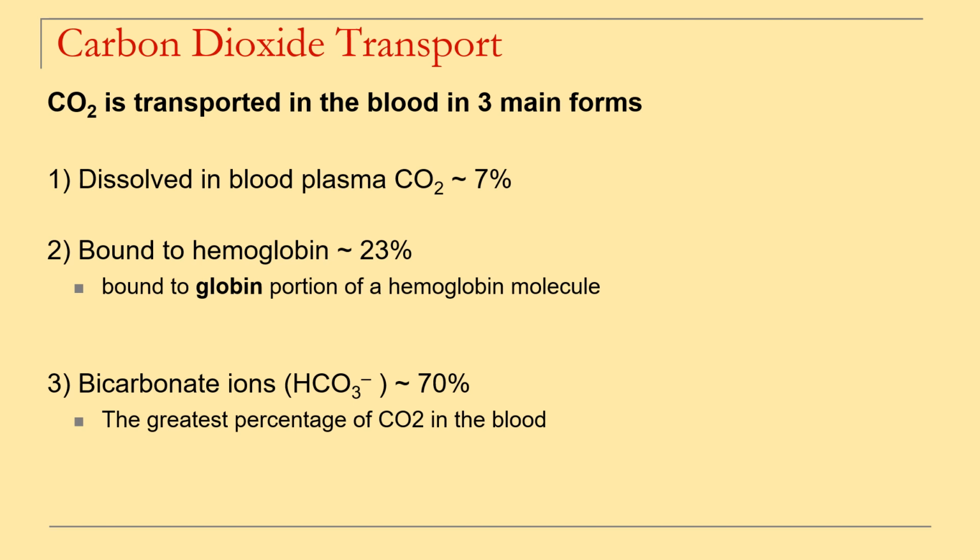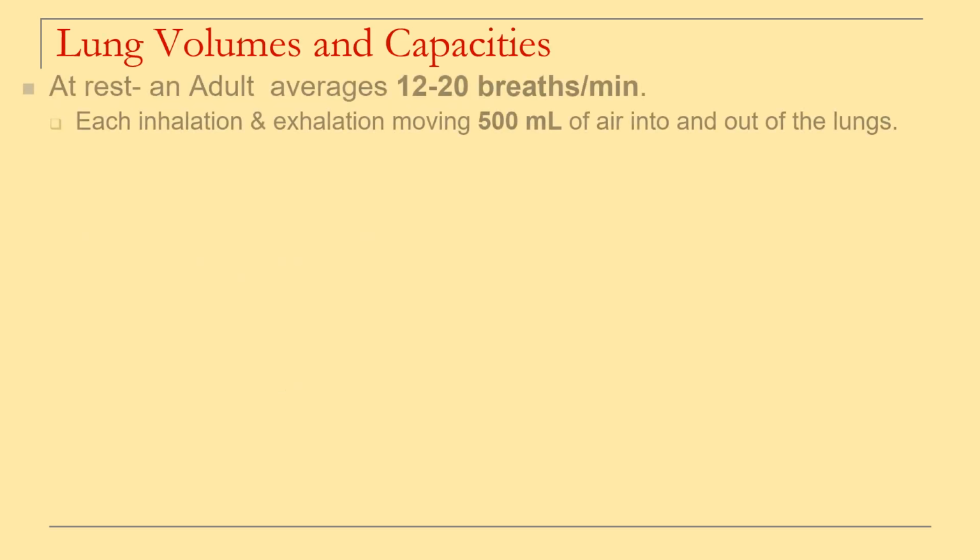Again, the smallest percent by far is dissolved in the blood plasma. 23%, so almost a quarter of it, is bound to hemoglobin, but now it's the globin portion of hemoglobin. So the heme portion is carrying oxygen, the globin portion is carrying carbon dioxide. But the big one you need to know for the transportation of carbon dioxide is through bicarbonate ions, HCO3 negative, and it's going to be about 70%. So the greatest percentage of carbon dioxide in the blood is carried in bicarbonate ions.